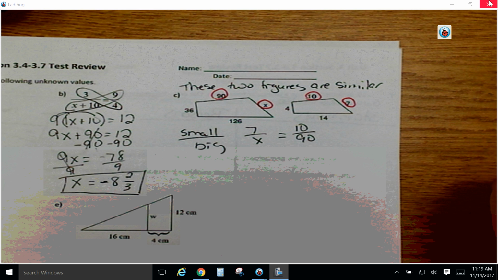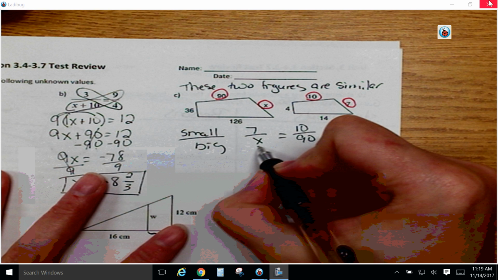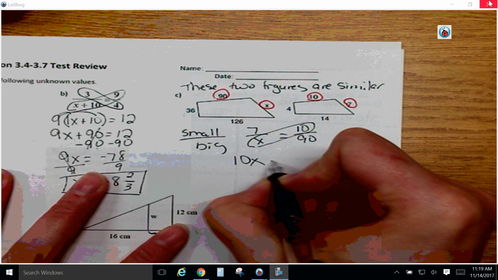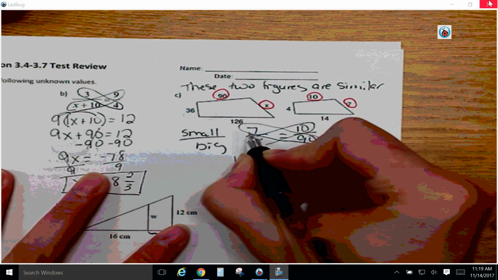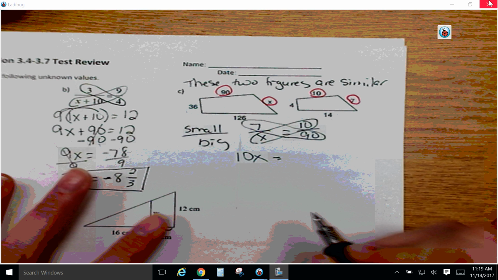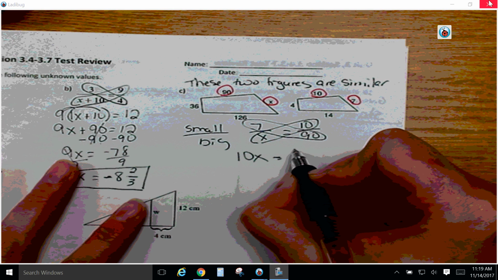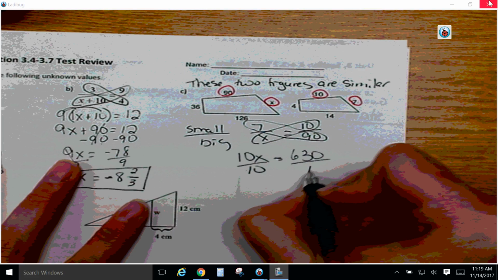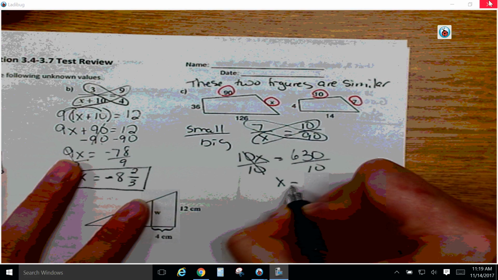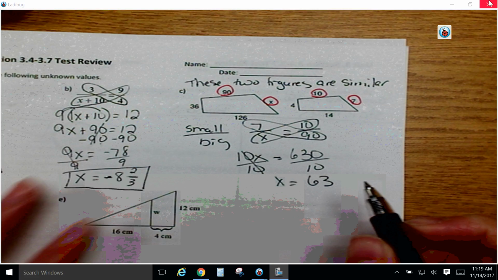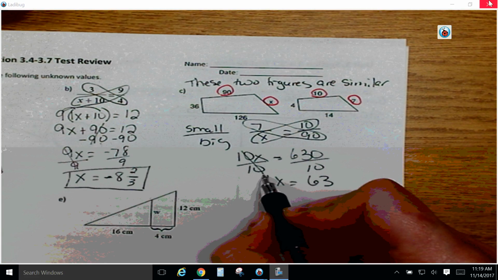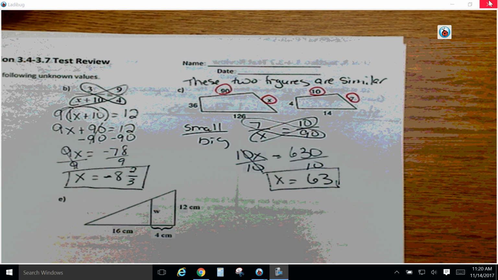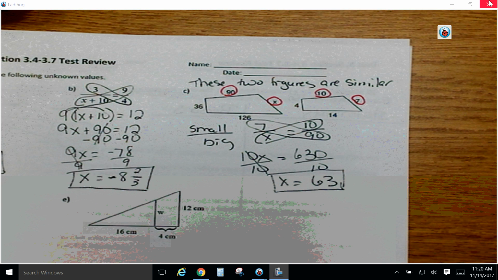So then I simply have to cross multiply, and 10 times x is 10x, and 7 times 90 is 630. Divide both of those by 10, and I get x equals 63. Okay, there's no labels here. It's not saying it's inches or feet or anything, so I do not have to put a label here. All right, so that's how we do C.